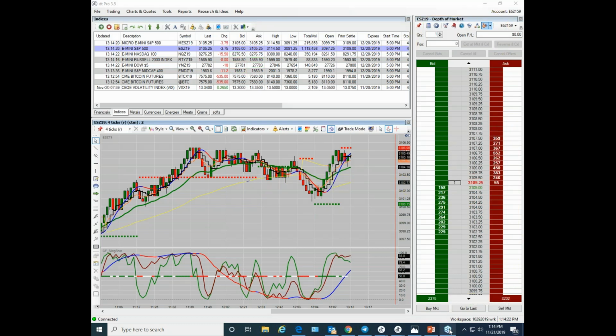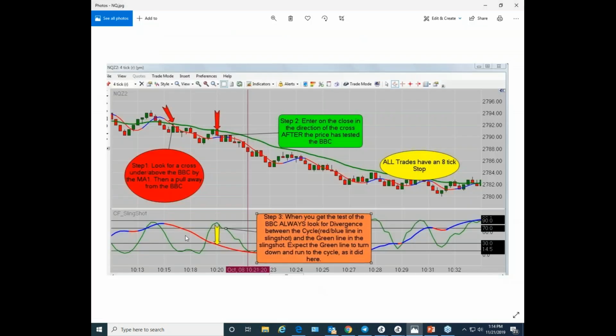So, now, why does the trade exist down in the slingshot? We said this is telling us the momentum is bearish. Conversely, a blue cycle would say, hey, the momentum is bullish. All right? This together with this is the pullback, right? There's the divergence.